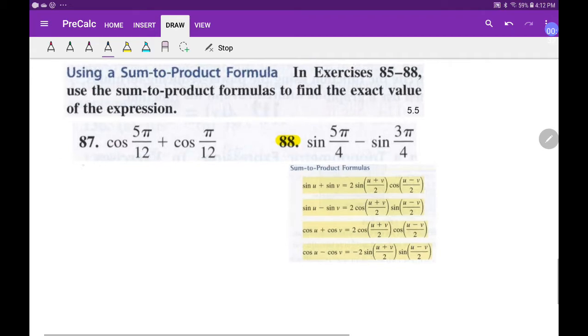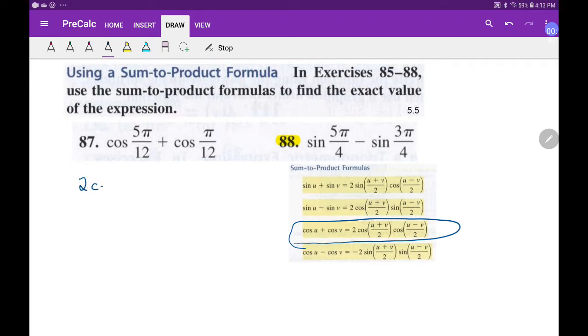So I have cosine. I'm going to pick out this one. Let me just circle the one I'm going to use. This one right here. Okay. And that says that I can say 2 cosine and add the u and the v together. So I'm going to do that.